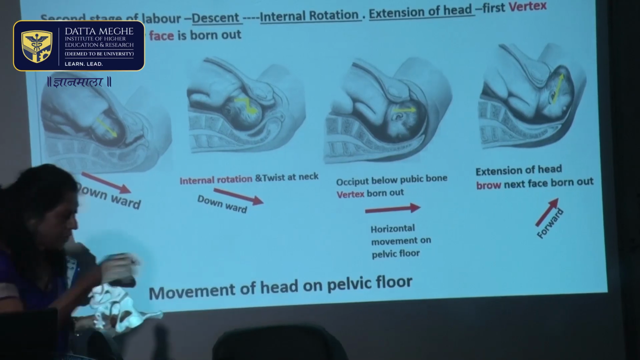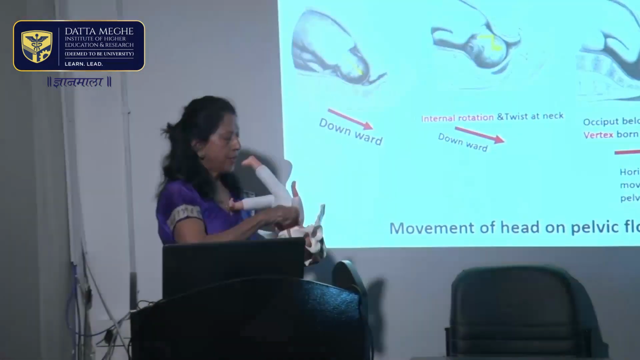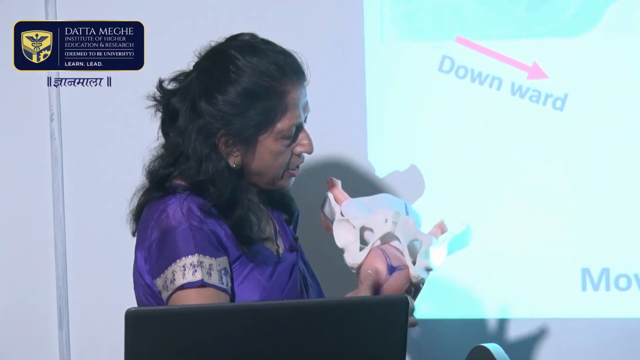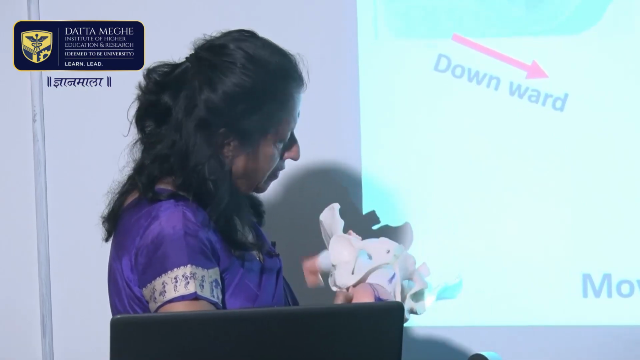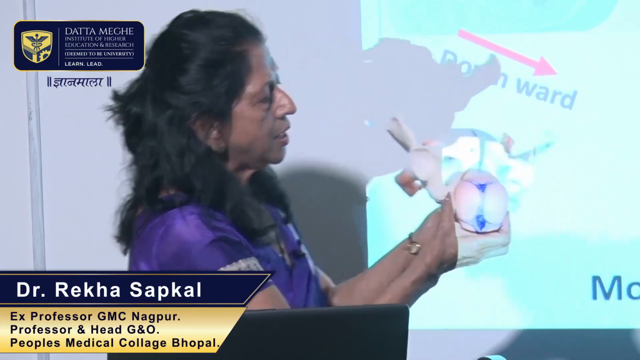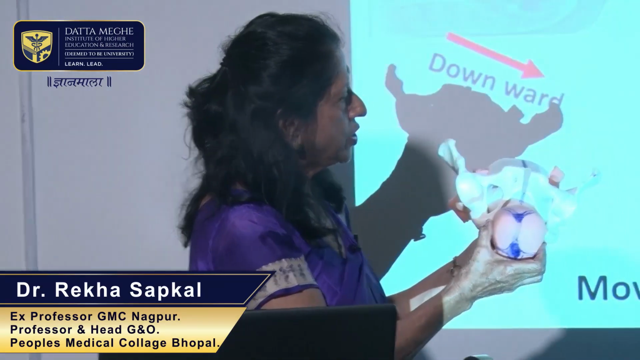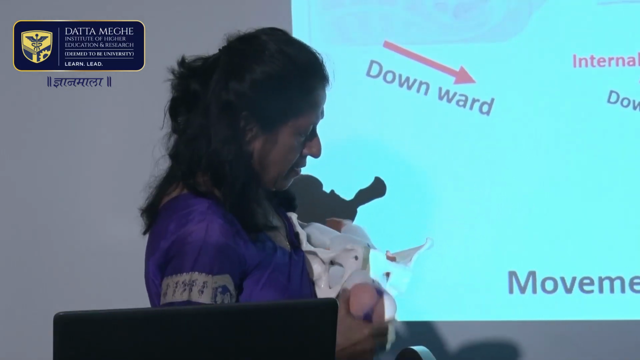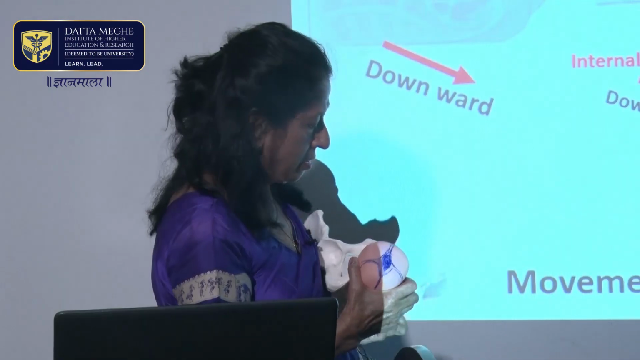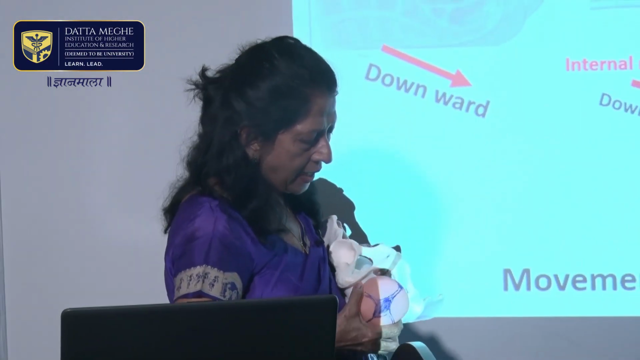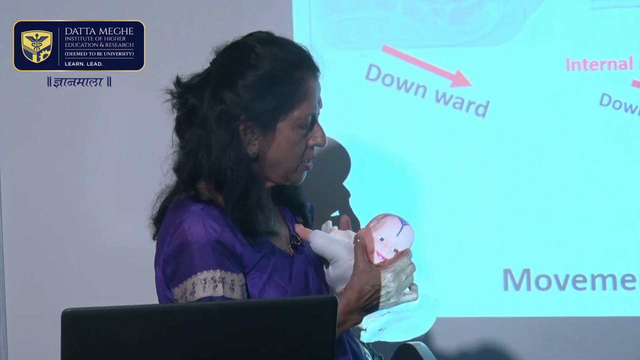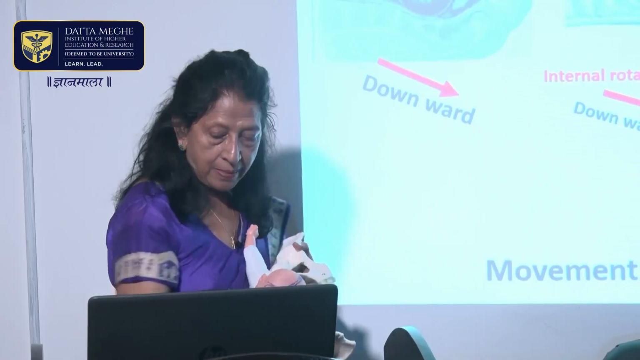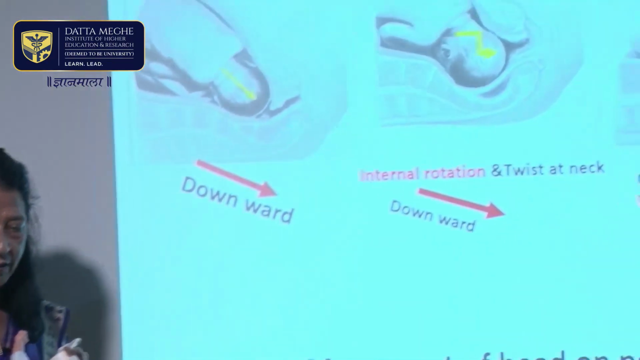How to identify in labor? So, this is the head here, it has entered the pelvic cavity, it has entered the pelvic floor, then it gets internally rotated here, meaning the sagittal suture comes in the midline. So, this is internal rotation, this is a horizontal movement, and this is the extension of the head on the pelvic floor. So, first vertex, then brow, and then lastly the face comes out in labor. So, this is the movement of the head on the pelvic floor. To understand it, I have given the arrows there.